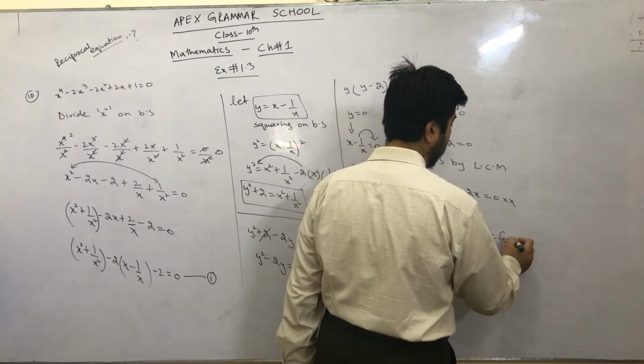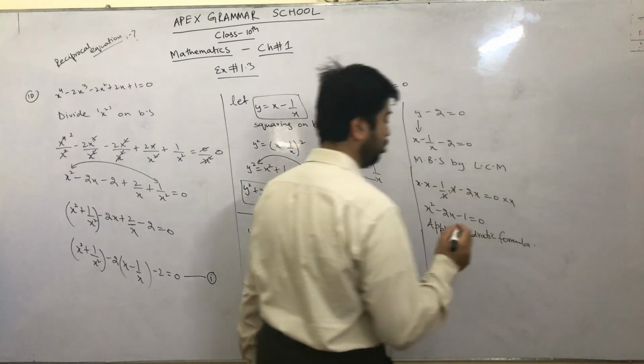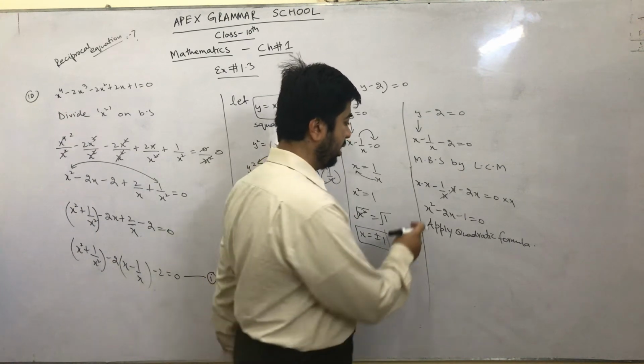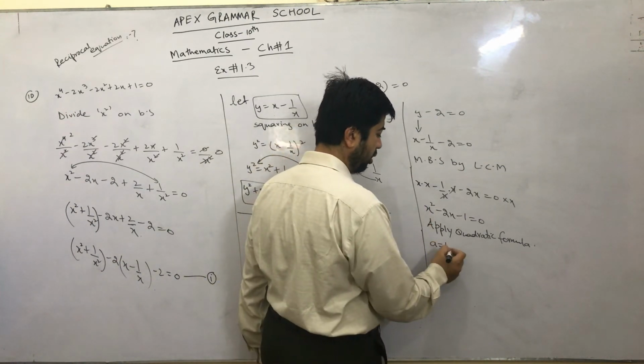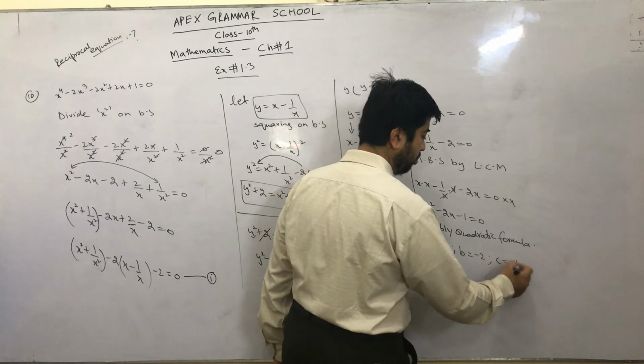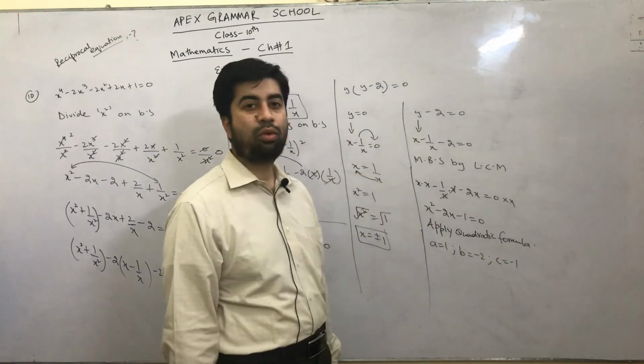Basically, quadratic formula is our last choice, last option. You can see that. What is the value of a here? You see that x square coefficient is 1, so a is equal to 1. B value is minus 2. C value is minus 1. What will be the quadratic formula?